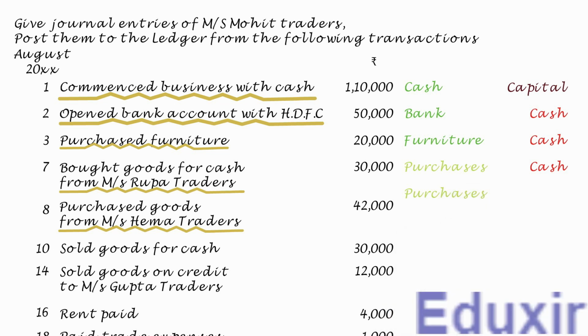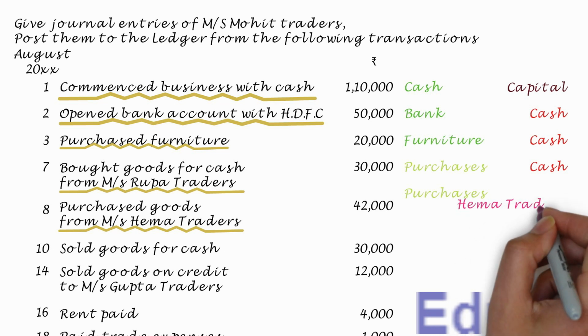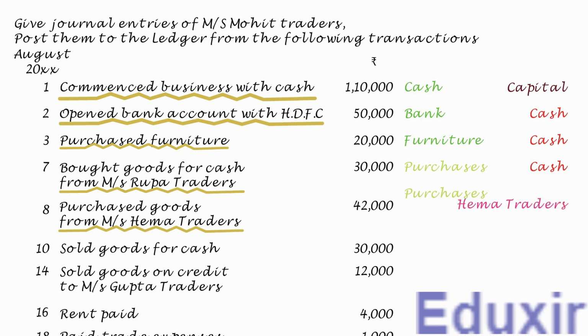At the same time, as these goods are purchased on credit, the liability of the business to pay to the creditor Messrs. Hema Traders will be increasing. The rule to record any increase in the liability is to credit the corresponding liabilities account. In this case, Messrs. Hema Traders account should be credited. With this analysis at our disposal, let us proceed with the journalizing of this transaction.